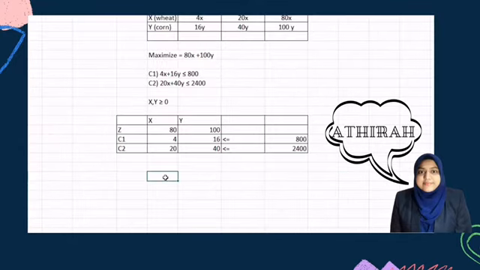Next, I'm going to find points for drawing the constraint lines. For constraint 1, known as C1, I'm going to create a table for x and y values. When x is equal to 0 in C1, y will be 800 divided by 16, which is 50. And when y is equal to 0, x is equal to 200. And again, I will put all of these numbers in borders.